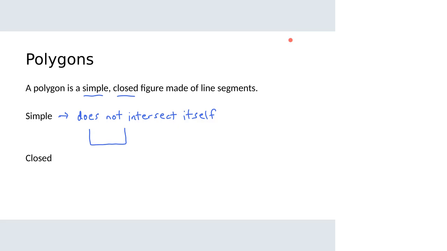Perfectly reasonable for you to be thinking, okay, well, what's a figure that's not simple look like then? Great question if you're having it. Something that's not simple might look like this. And you can see right here, it has intersected itself. And so this blue shape over here is simple because it does not intersect itself. This red shape over here is not simple because it does intersect itself.